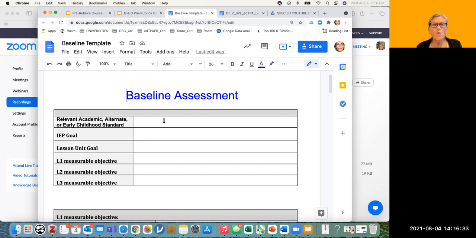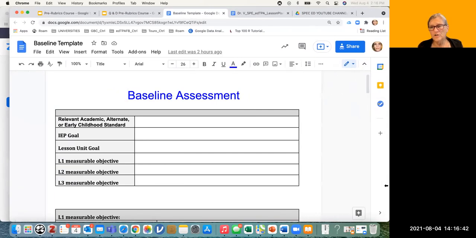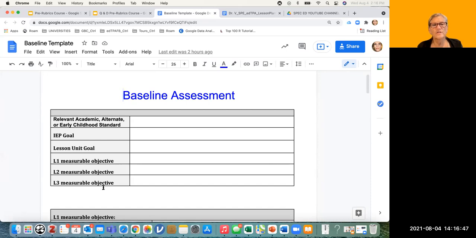Or an IEP goal, but only if it's academic. So you might have an IEP goal that is behavioral in nature, right? You can state that there, but your measurable objectives are not on behavior, but only on academics. So if you have a behavioral goal, then stick to your academic alternative or early childhood standard. The lesson unit goal is the overarching goal. So maybe your student is supposed to learn about equivalent fractions.